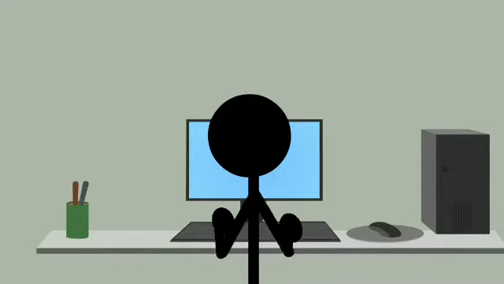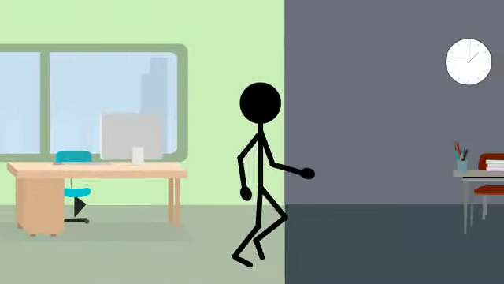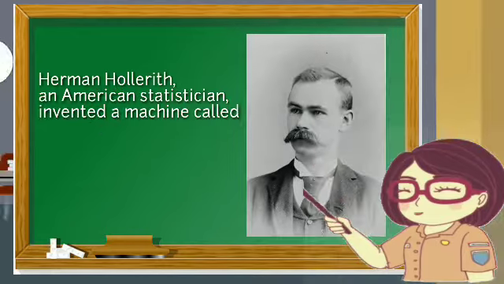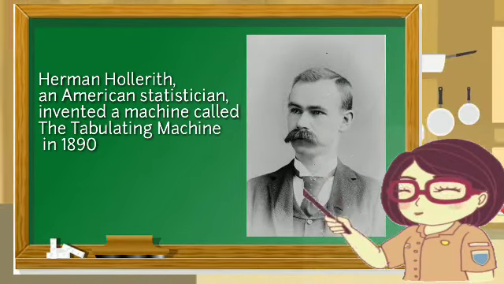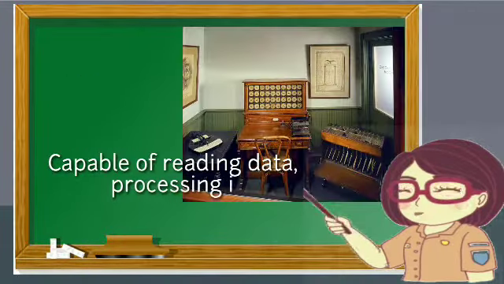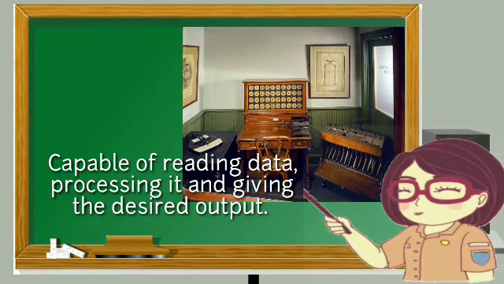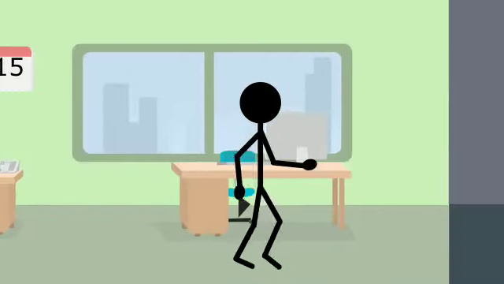Okay, now class, let me tell you about the tabulating machine. What is this for and who invented it? Herman Hollerith, an American statistician, invented a machine called the tabulating machine in 1898. It is capable of reading data, processing it, and giving the desired output. As far as I know, this machine can read both letters and numbers.